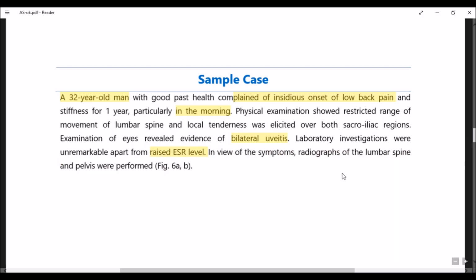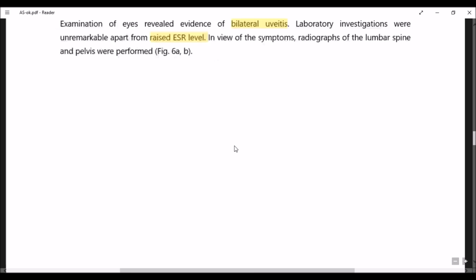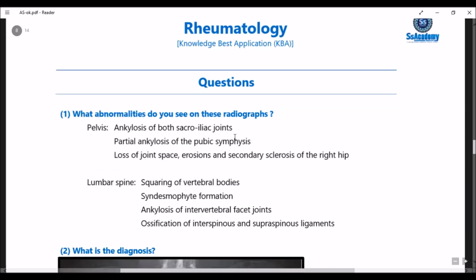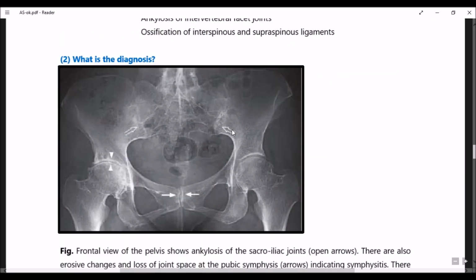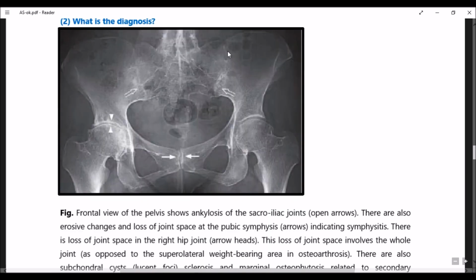In view of the symptoms, radiographs of the lumbar spine and pelvis were performed. The question is: what abnormalities do you see on this radiograph, and what is the diagnosis? In the pelvis, we are expecting ankylosis of both sacroiliac joints. You see the ankylosis of both sacroiliac joints.